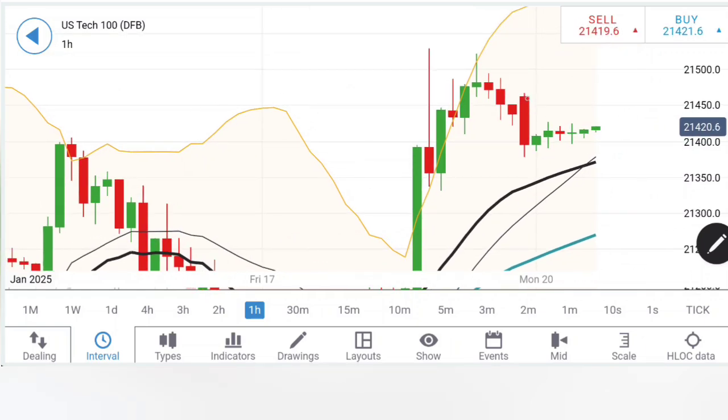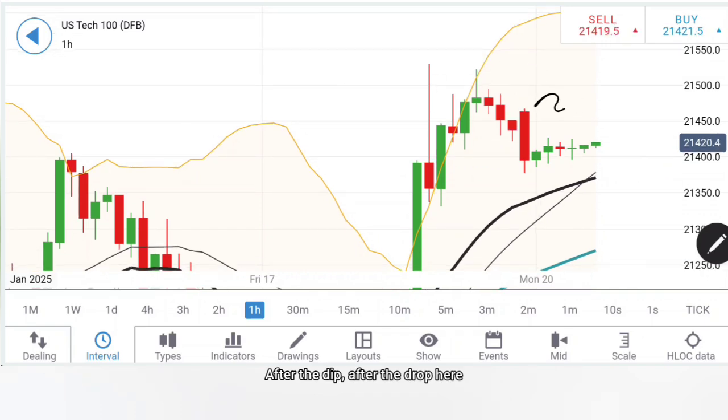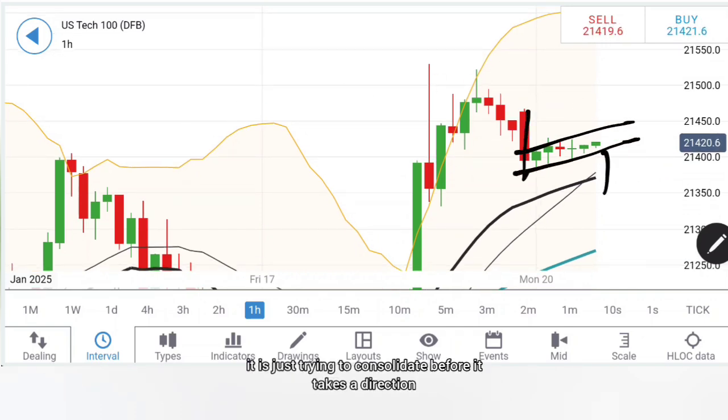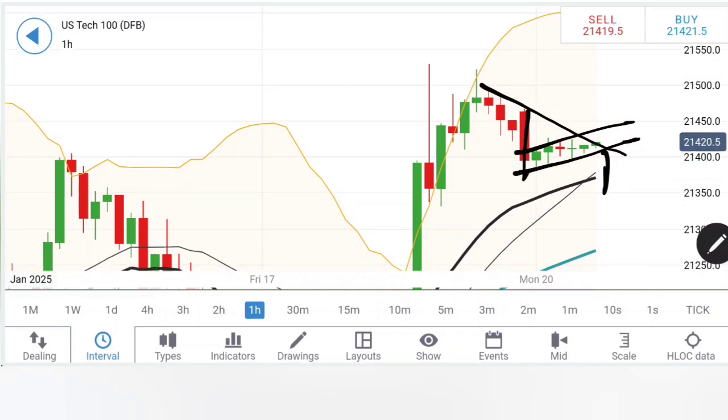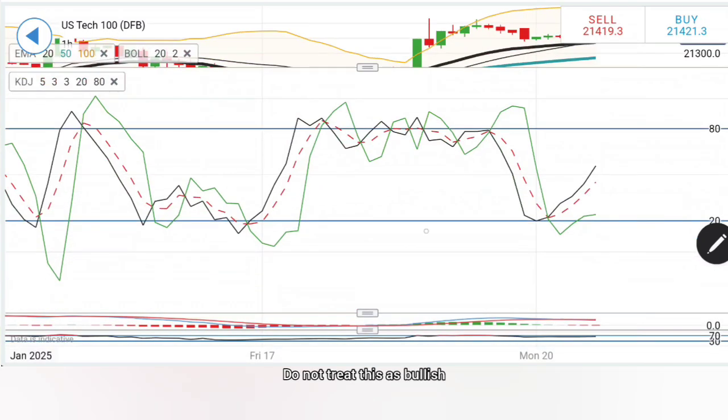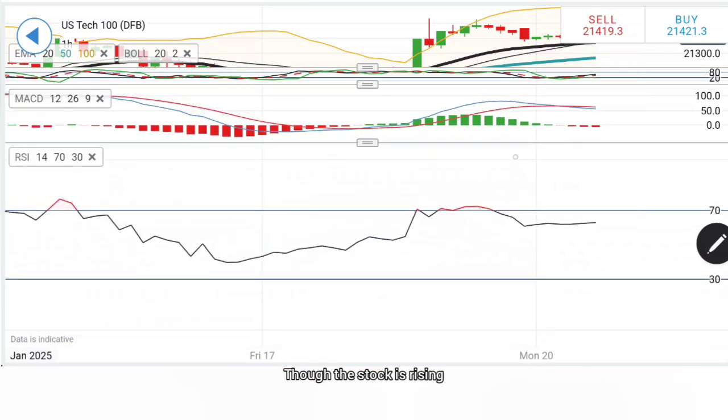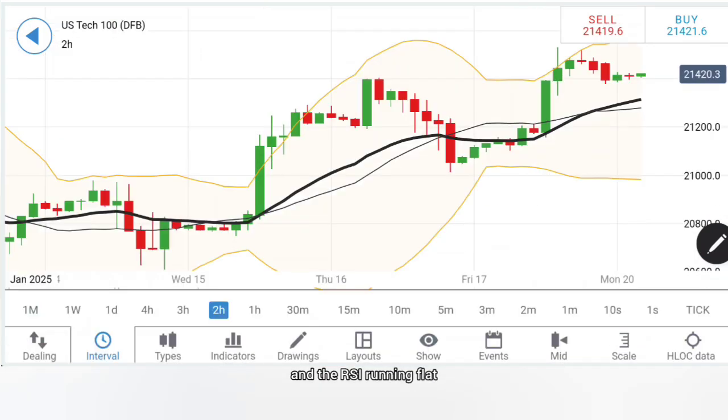What is happening here? After the dip, after the drop here, it is just trying to consolidate before it takes a direction, and thus it is important that on the upside till 21,470, 500 zone is not taken, do not treat this as bullish. Though the stock is still rising, the MACD has crossed over and the RSI is running flat.